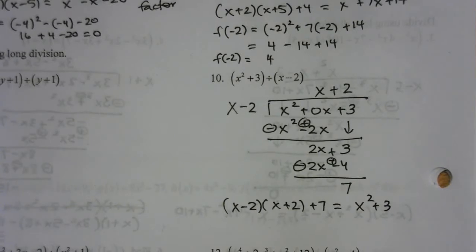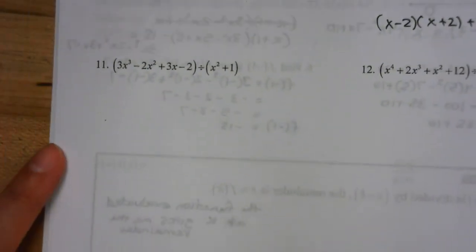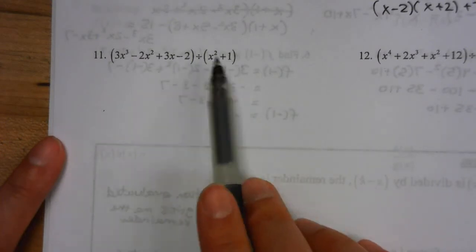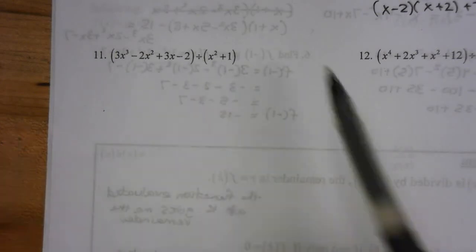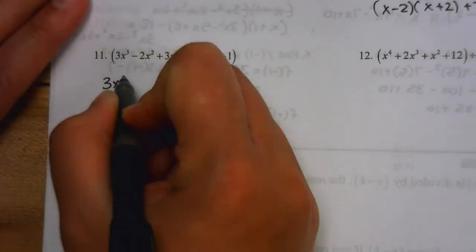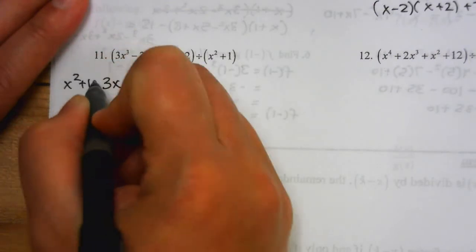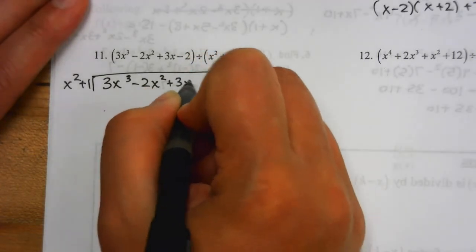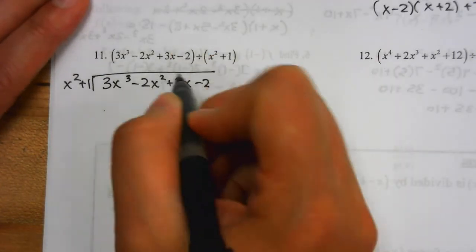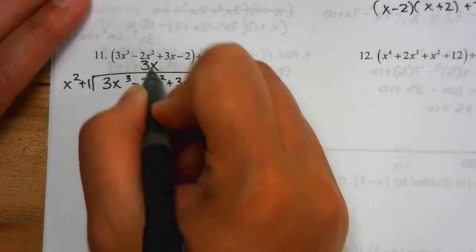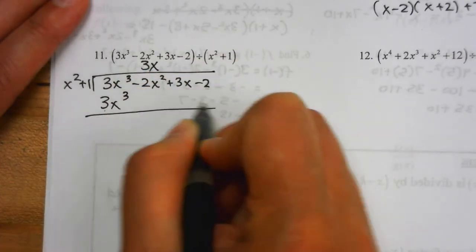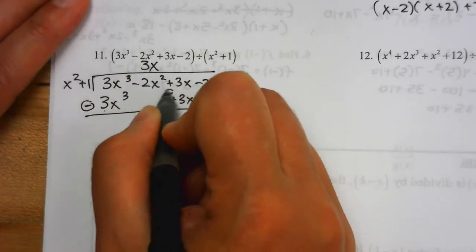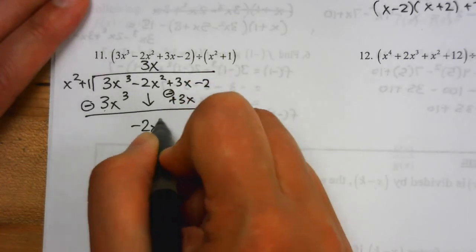Okay, another different one. When you move on to number 11, all the other ones we've been doing have been a linear factor, so it was x and a number. Right here, we have x squared plus 1, and we have 3x cubed minus 2x squared plus 3x and a minus 2. I need a 3x to get the 3x cubed, and that's going to be a plus 3x over here. We're subtracting. I need to bring down this middle term that we didn't use yet.